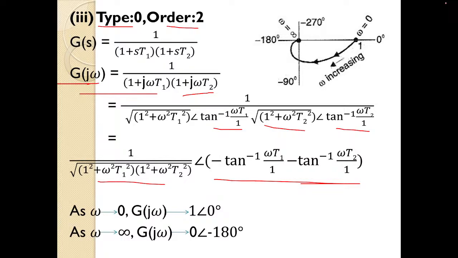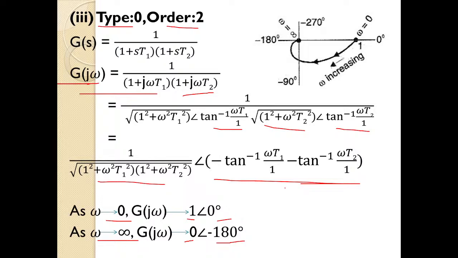Okay. So now for different omega values, let us see what is g of j omega. So where is my cursor? It is here. So for omega equal to 0, g of j omega magnitude, you just substitute here 0, you will get magnitude 1 and angle you will get 0 degrees. And if you substitute omega infinity, then you will get magnitude 0 and angle minus 180 degrees.